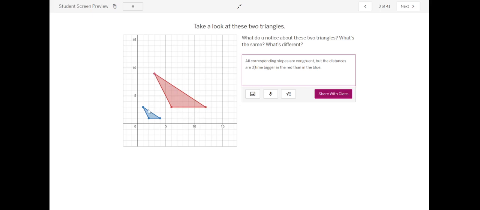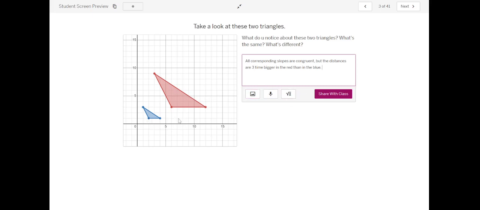You can check that with the last slope, which is to the right 3 and down 2. To the right 3 down 2 is 1. To the right 3 down 2 is 2. To the right 3 and down 2 is 3. So once again, it's 3 times bigger than the blue one.